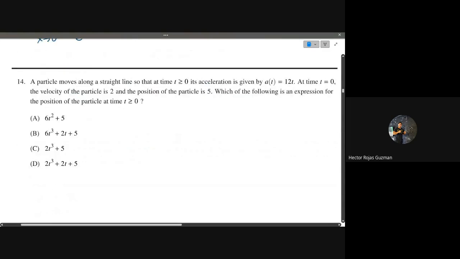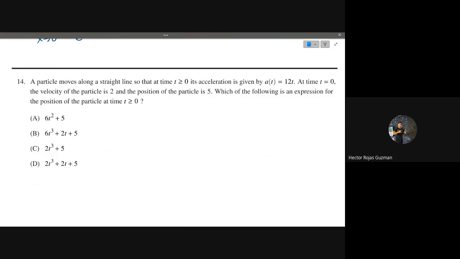Okay. The particle moves in a straight line. The acceleration is a of t. At 0, the velocity is 2. The position is 5. Which is an expression for the position? Okay. So I know my acceleration is 12t. So that means my velocity is the antiderivative, 6t squared plus c.